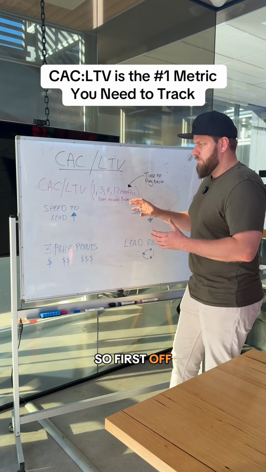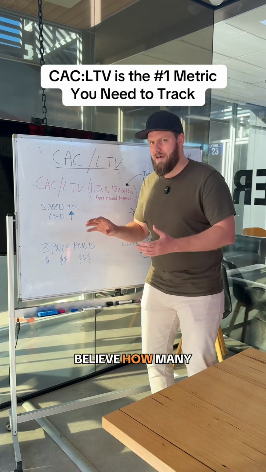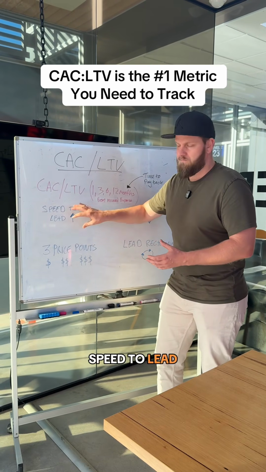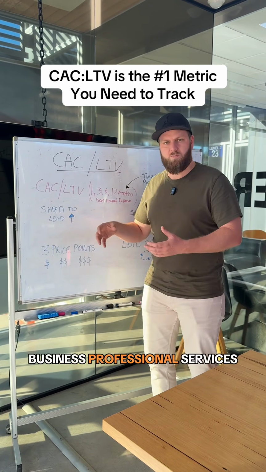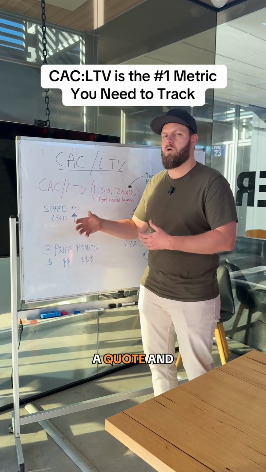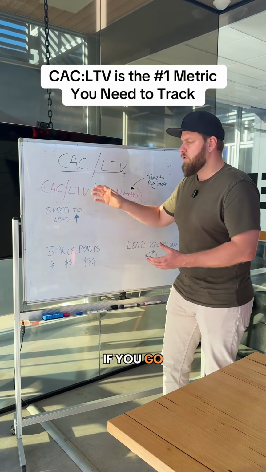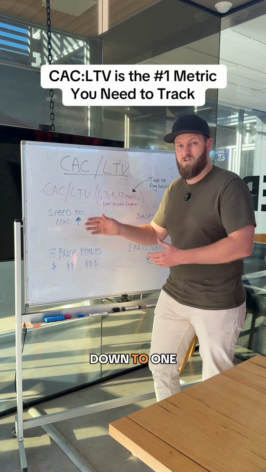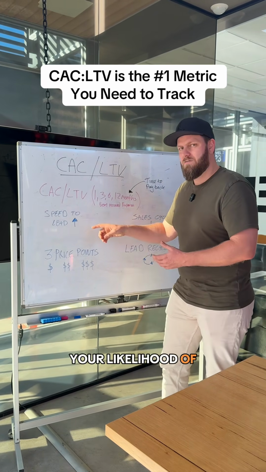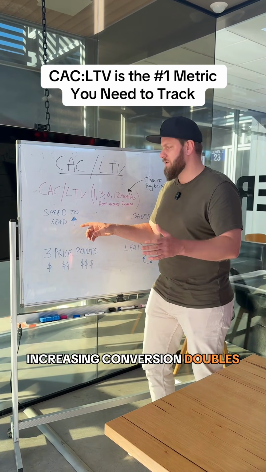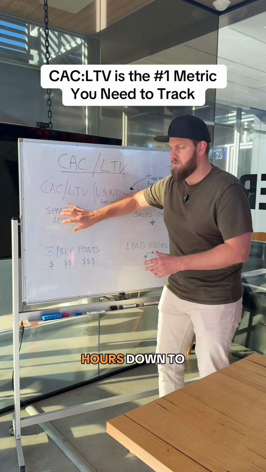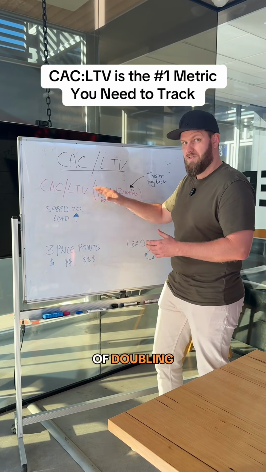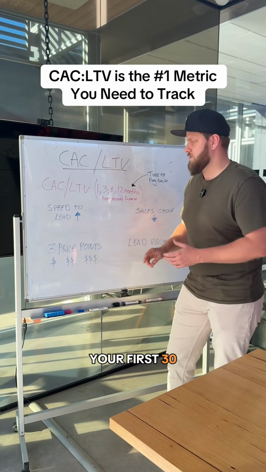So first off, one of the quickest ways, and you won't believe how many times we see this fail in many, many businesses, is speed to lead. If you're in a lead generation business, professional services, anything where you have to generate a quote and have human interaction, if you go from 48 hours lead time from a response point of view down to 1 hour, your likelihood of increasing conversion doubles. So straight away, if you can go from 48 hours down to 1 hour, you halve your cost and you increase the likelihood of doubling your return within your first 30 days.